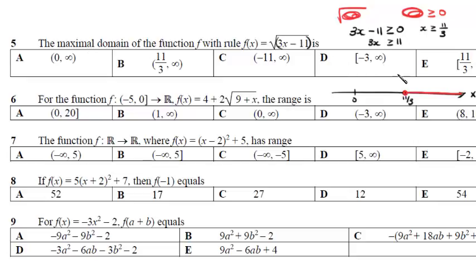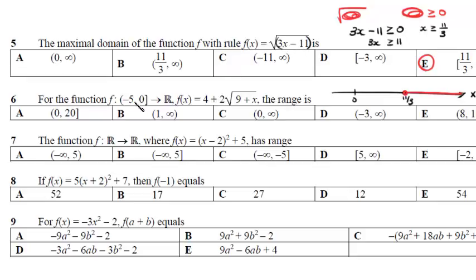So the answer is in here. I want you to pick your choice. Okay? So I'll give you 30 seconds for it. The answer is obviously E, right? So if you got that answer, well done. So it's from 11 over 3 inclusive and extends to infinity. So that is the domain of this function right here.